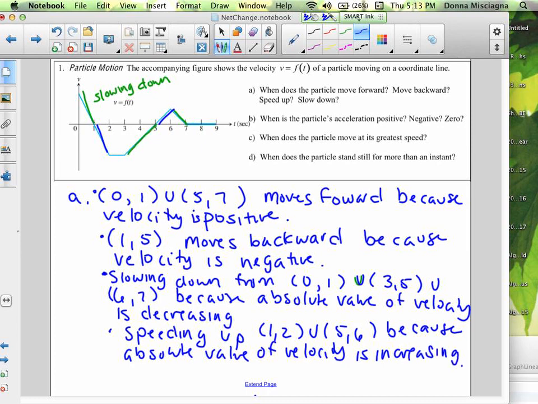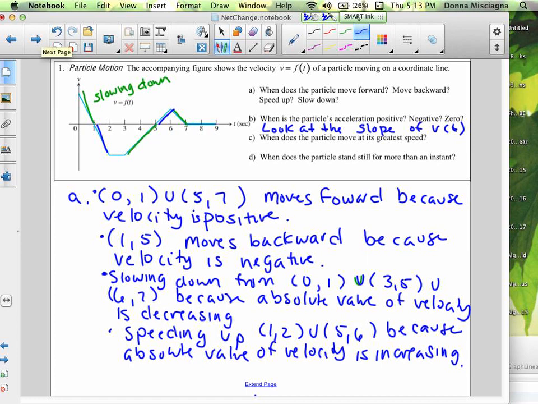All right, so let's go on to B. Oh, we finished A. So like I said, if you have questions, ask me about this in class. B: when is the particle's acceleration positive, negative, or zero? All you have to do is look at the slope of v of t. That will tell you when the acceleration is positive.